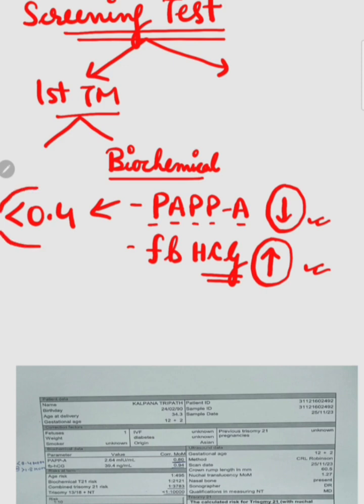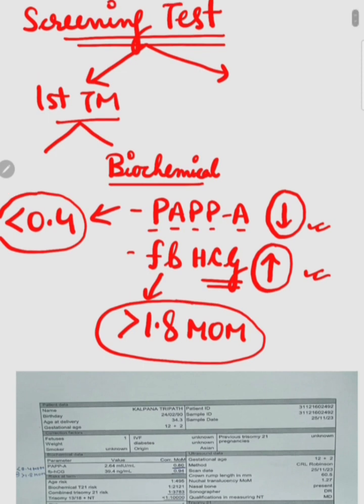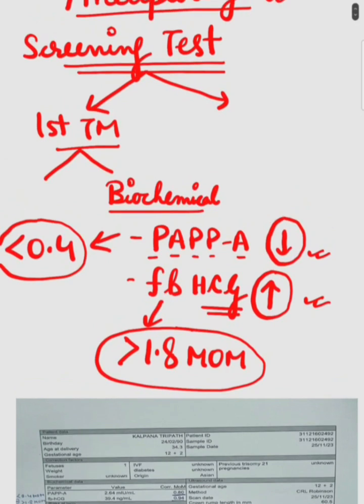Then we say that the PAPP-A value is significantly low and there is a chance of aneuploidies. Free beta HCG should be increased to more than 1.8 multiples of median. Then only we will say that free beta HCG is significantly increased and there is a chance of aneuploidies. Now always remember, a PAPP-A value less than 0.4 is a prognostic marker of aneuploidy, which we are studying in today's class.